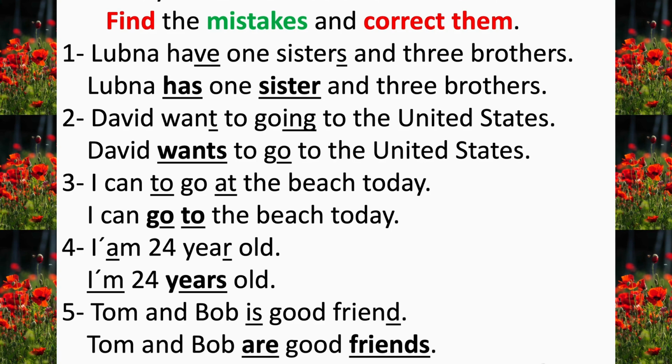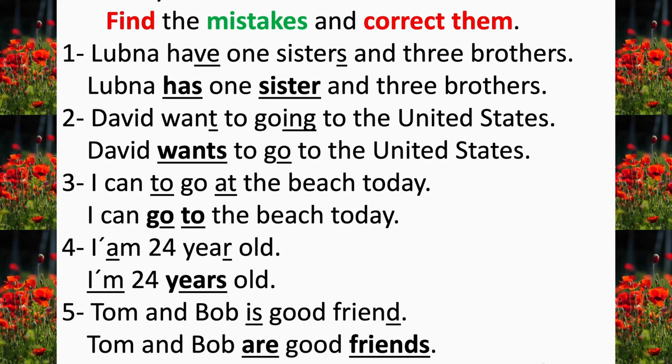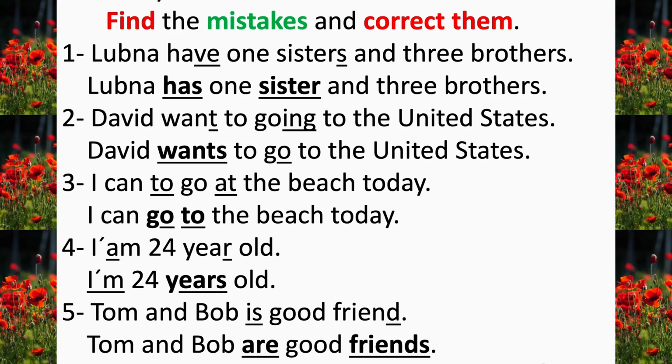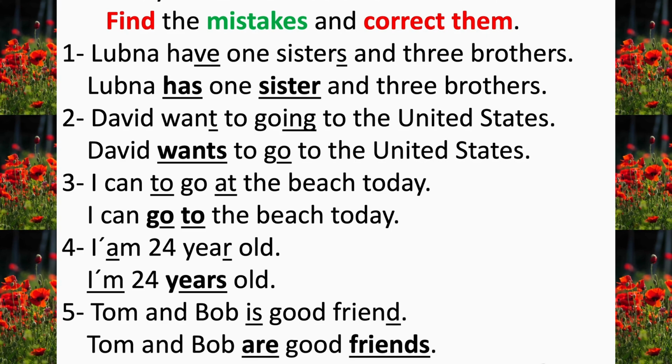Sorry. Number 3, I can to go at the beach today. So, I can go, not to go, I can go, because after can, the verb comes without to, infinitive without to. And we don't say at the beach, we say to the beach, go to the beach. So, I can go to the beach today. Number 4, I am 24 years old. When we have the apostrophe, we don't write a. So, I am 24 years old. Not year old, years old.